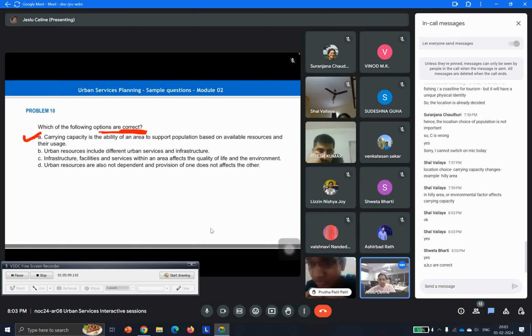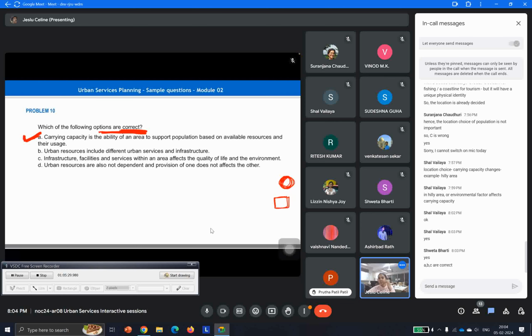So mainly you will know that in the assignment, the boxes would be different, and even in your exam you can make a note of this. If it's a round box, then there's only one correct answer. If it is a square box, then multiple answers are correct. Since it's given this way, I got a bit confused, but yes, this is a multiple right answer question. So carrying capacity, this is a correct answer.